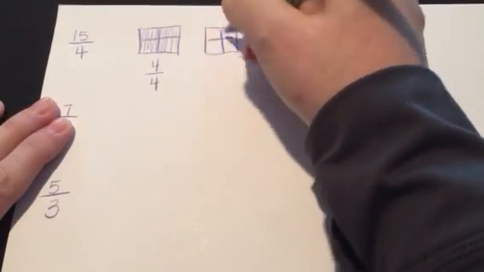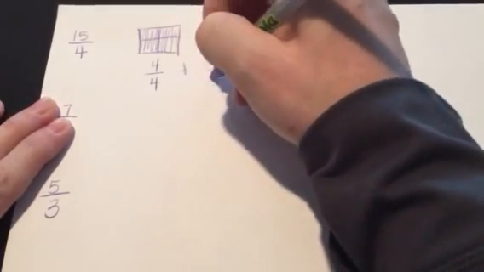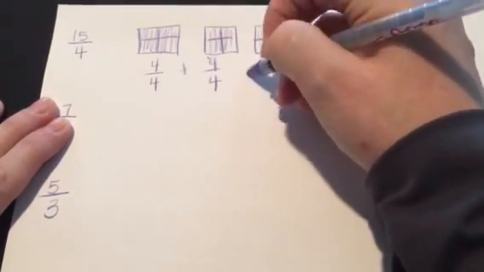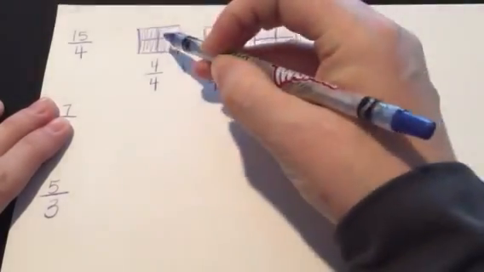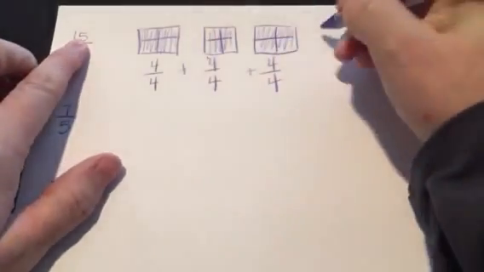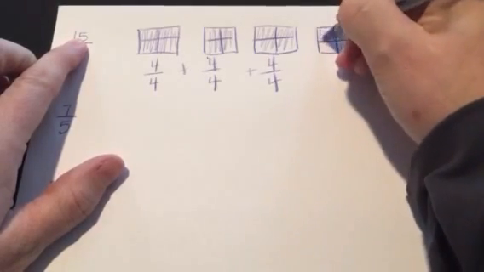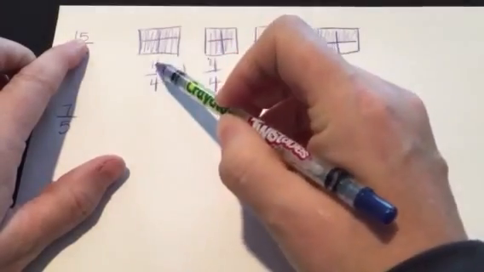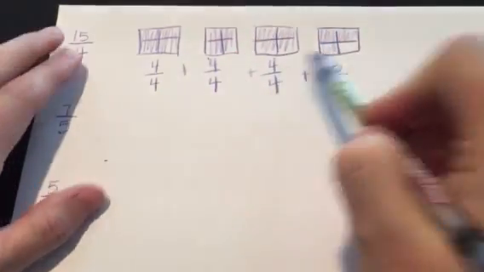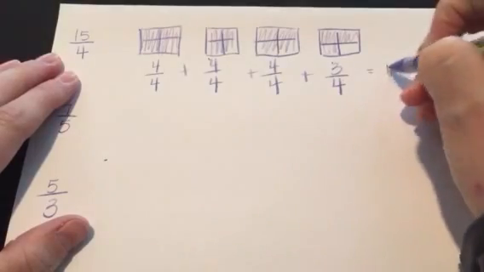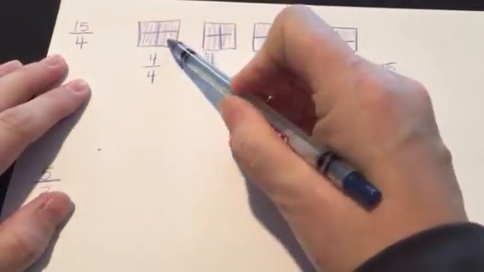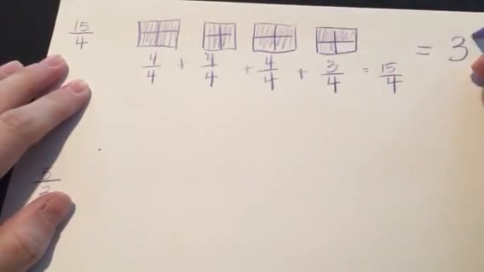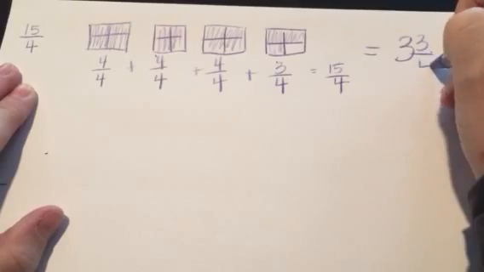So here's another one. It's another 4 fourths. So now I'm at 4, 8, 12, which is 3 away from 15, so I need to add another 3 fourths. So again, I'm just going to check: 4 plus 4 is 8, 8 plus 4 is 12, plus 3 is 15 fourths. And then I can go back and look at my picture and see that I have 1, 2, 3 wholes, and 3 fourths. So 15 fourths is the same as 3 3/4.